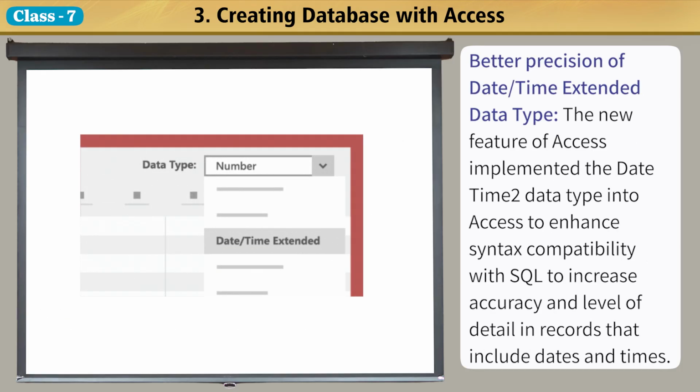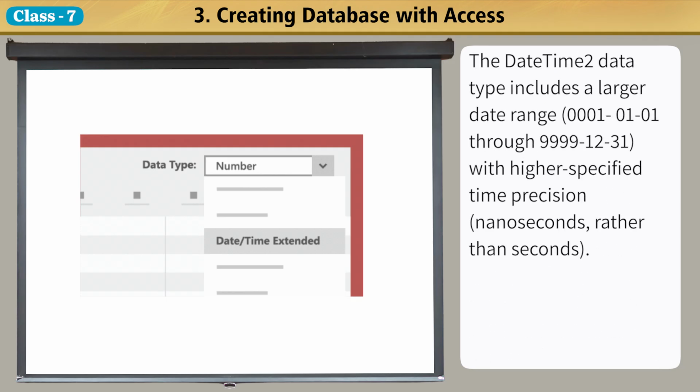Better precision of date-time extended data type. The new feature of Access implemented the datetime2 data type into Access to enhance syntax compatibility with SQL, to increase accuracy and level of detail in records that include dates and times. The datetime2 data type includes a larger date range with high specified time precision, nanoseconds, rather than seconds.